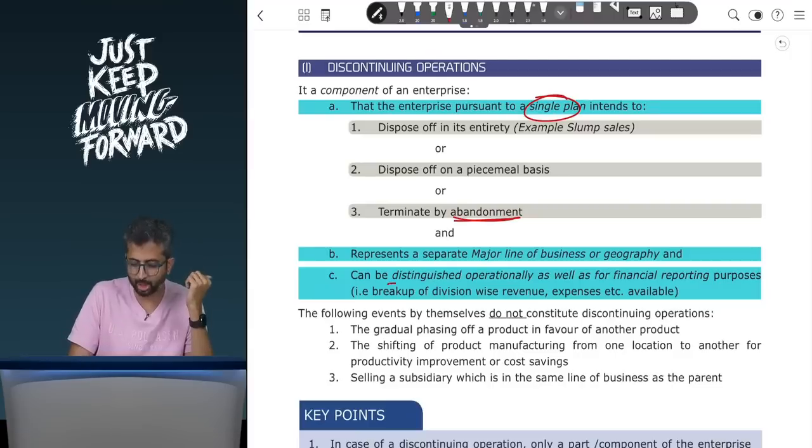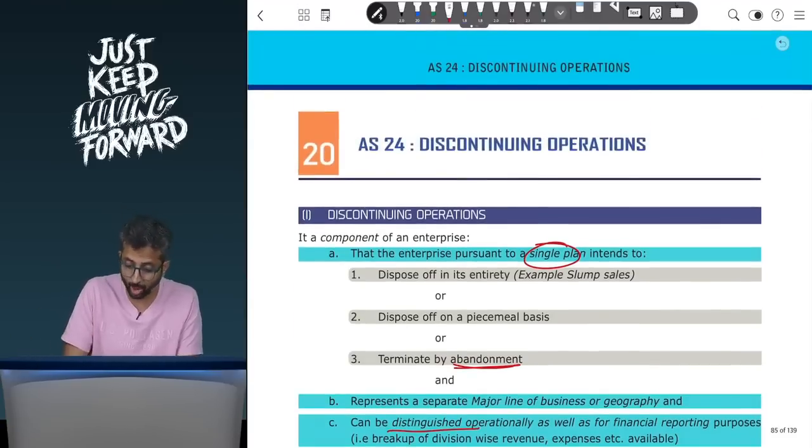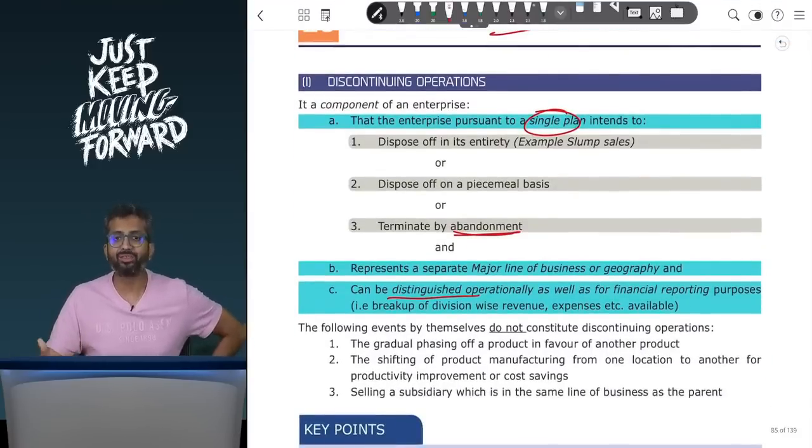is available, can be distinguished operationally or financially, in which case after it is discontinued, its income or expense will not appear, but till the time it is discontinued, it is still ongoing, it is present tense, discontinuing operations. In which case, what about the profits or losses for this operation? Well, the standard says you will have to disclose them separately.